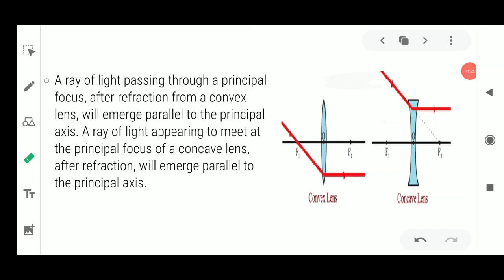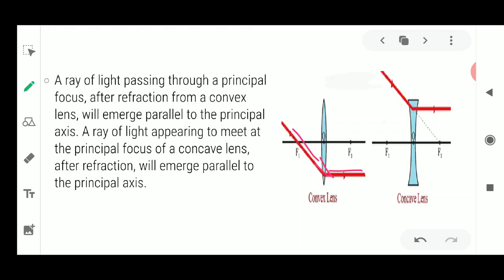Next, the third rule is saying something just opposite to the first one. So what does it say? It says that a ray of light passing through a principal focus, think about a ray of light passing through the principal focus. When it is going to strike the lens, it is definitely going to be refracted. After refraction, it is going to pass parallel to the principal axis. Now this rule is just opposite to the first one.